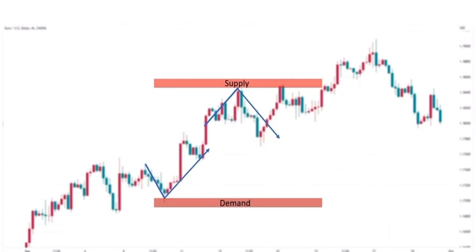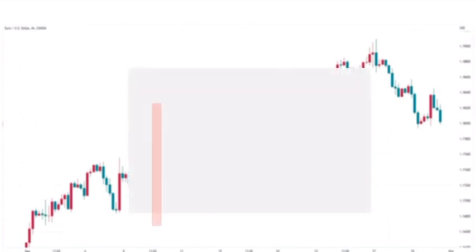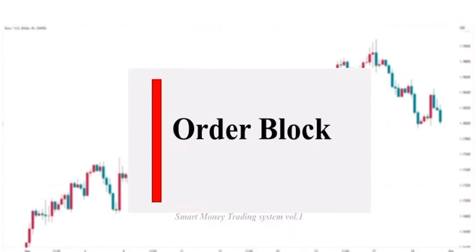In this episode, we will cover one of the most powerful demand and supply zones called order blocks. We will show you how to draw order block zones in the chart, along with the rules to identify valid order blocks. Let's get started.